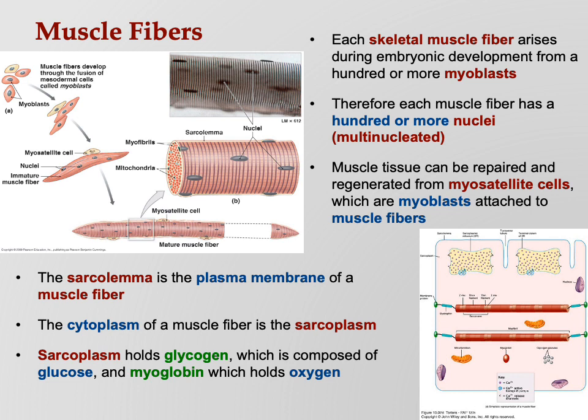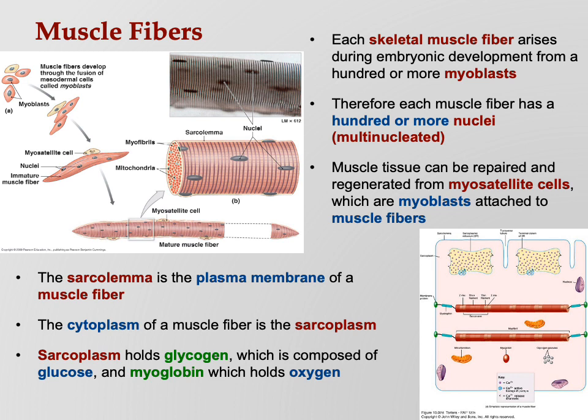So remember the four macromolecules of the human body. One of them was carbohydrates. Plants store glucose as starch. Animals store glucose as glycogen. So glycogen is just a big storage molecule. It's a polymer made up of individual molecules of glucose. So you actually store glucose in the form of glycogen right inside of the muscle cell.